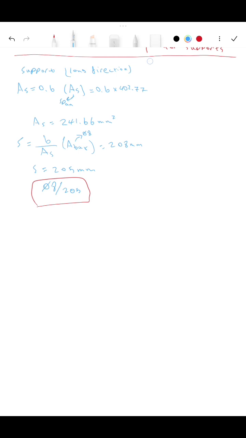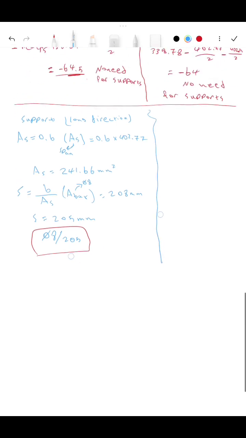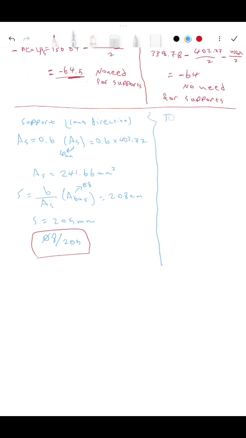This is the support steel, and then we will calculate the temperature steel. Why are we calculating this? Because in the long direction we need some support steel and some temperature steel. We cannot neglect this, because it's important to put this steel in the other direction. We cannot leave it without any steel bars. That's why we are calculating them.